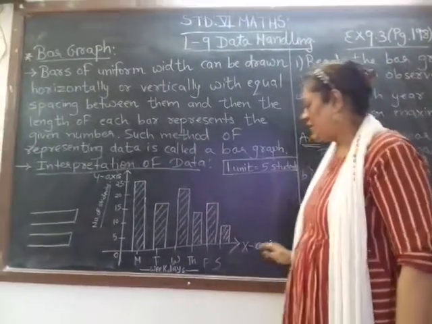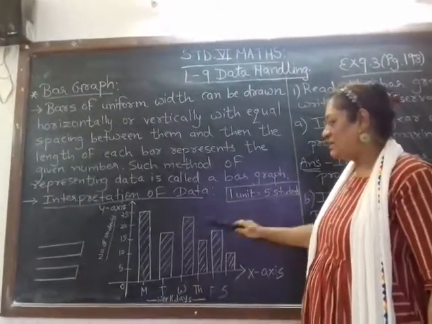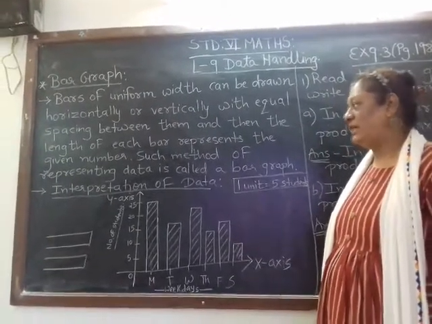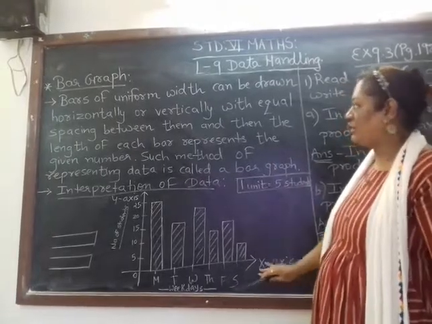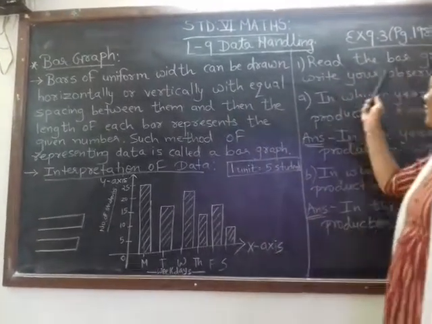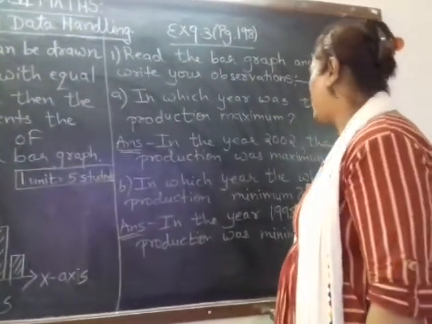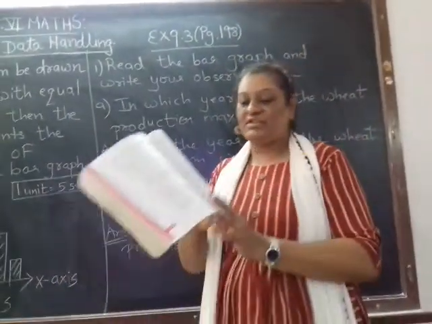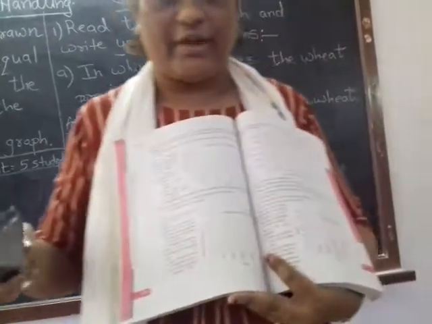So this is what the graph is known as. This is already drawn and given to you. From this, you have to answer the questions. This is a note for the bar graph. Now I come on to exercise 9.3 on page 198 of your textbook. I will first show you the graph given in your textbook. See, this is the graph given already.